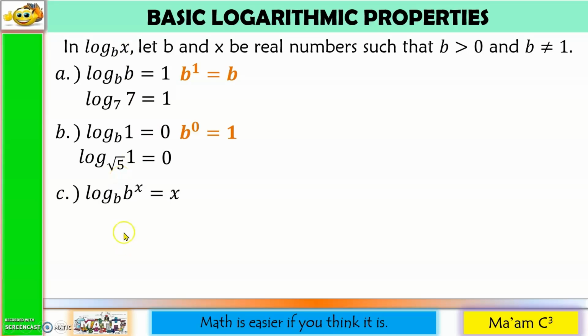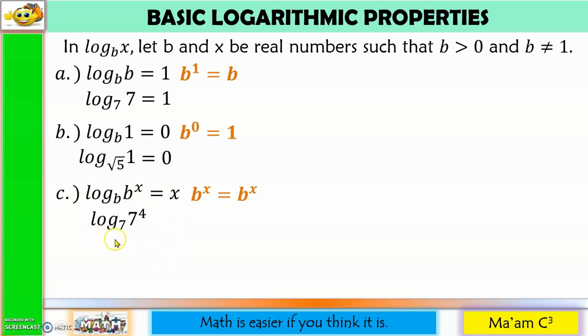Next property, the logarithm of b raised to x to the base b is equal to x. Let's convert this again into exponential form. So we have b raised to x is equal to b raised to x, and they are equal. So this property is correct.